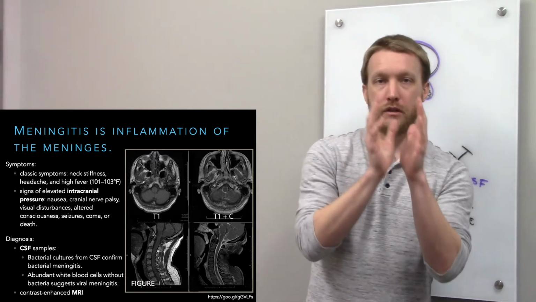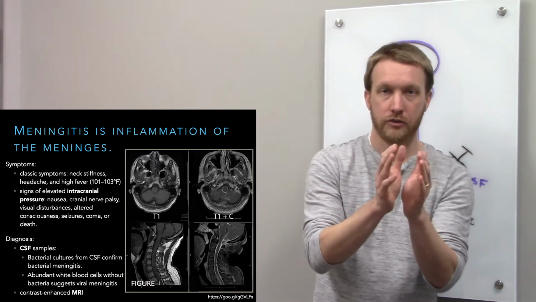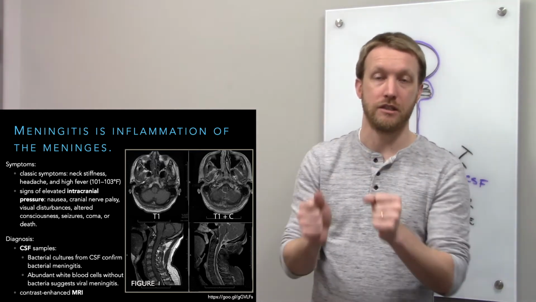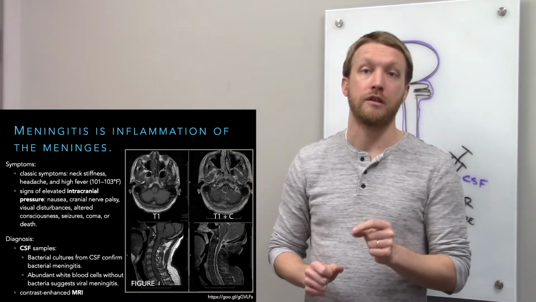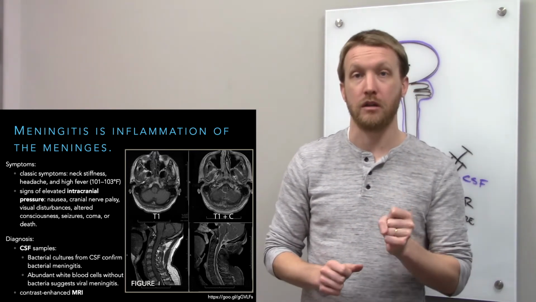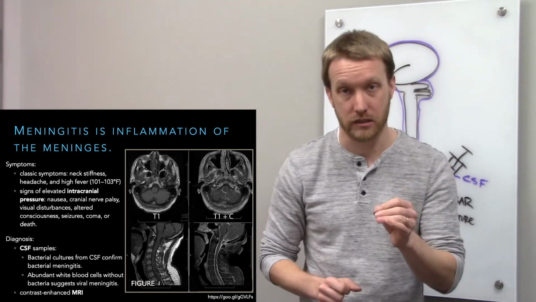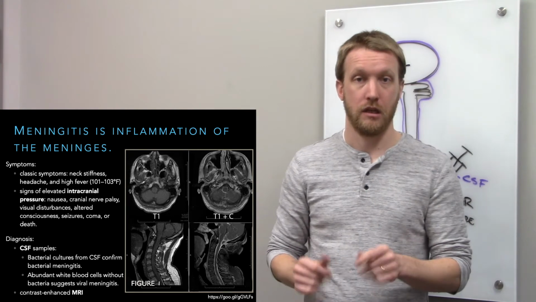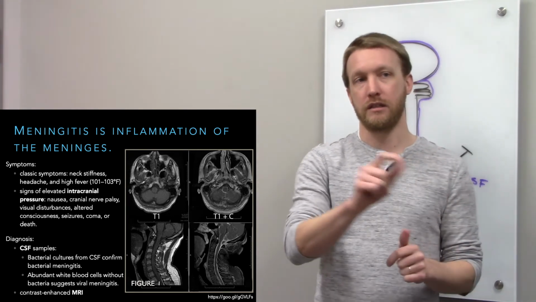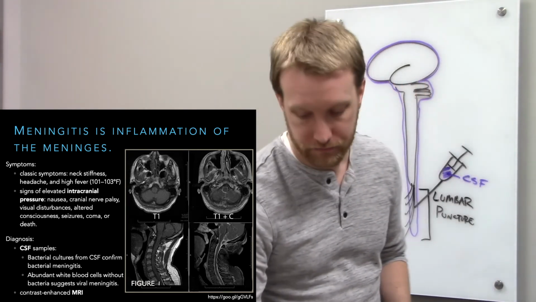You'll notice when we look from left to right, so without contrast and with, the meninges light up with that contrast agent, showing us we have permeabilization of the blood-brain barrier within the meninges. Clearly we're dealing with meningitis. We'll see an example of encephalitis in a bit whenever we get to it.